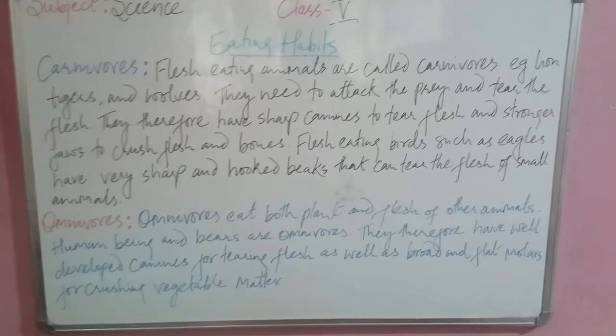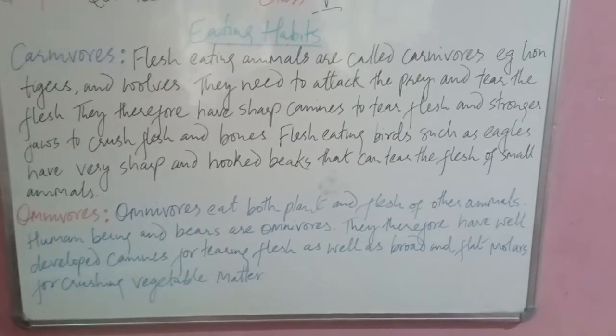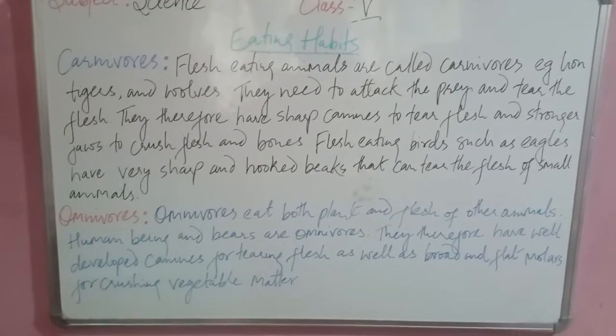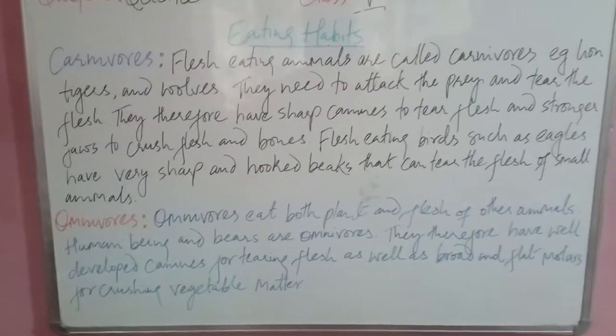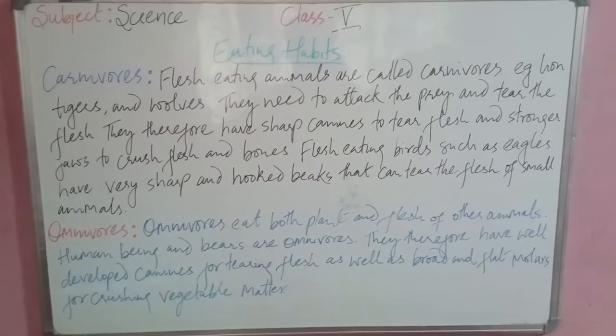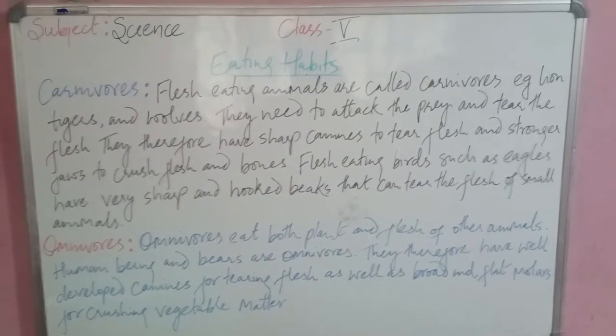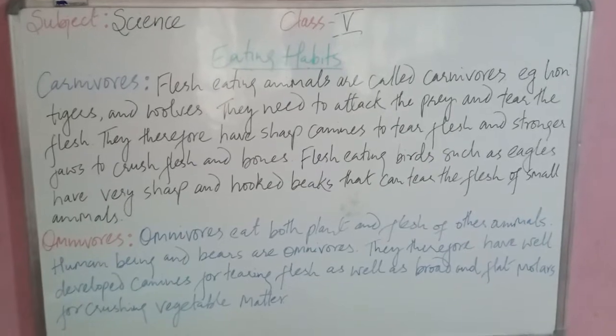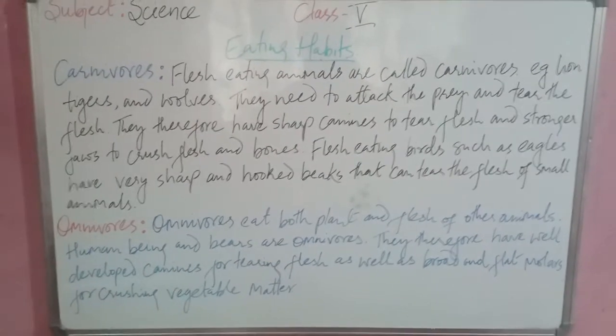Omnivores eat both plants as well as flesh of other animals. Human beings and bears are omnivores. Therefore, they have well developed canines for tearing the flesh as well as broad and flat molars for crushing vegetable matter.